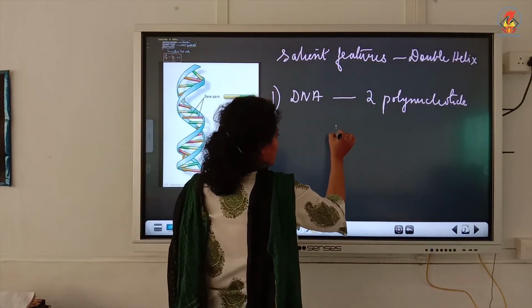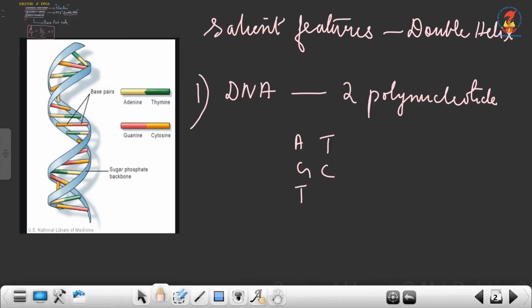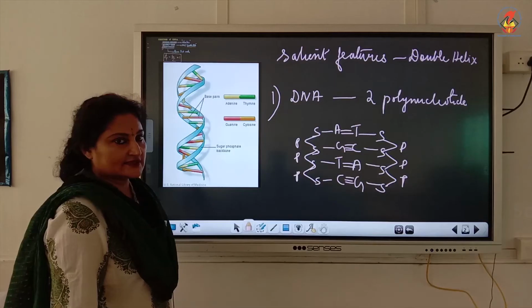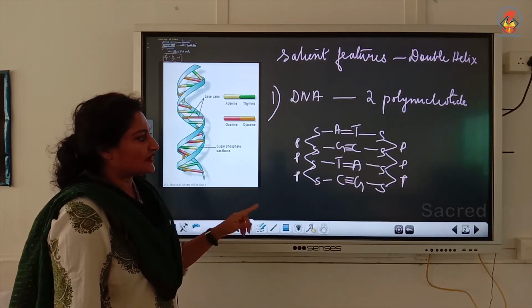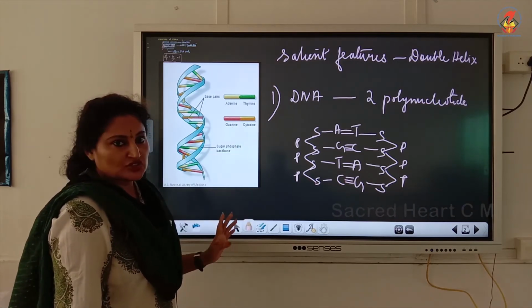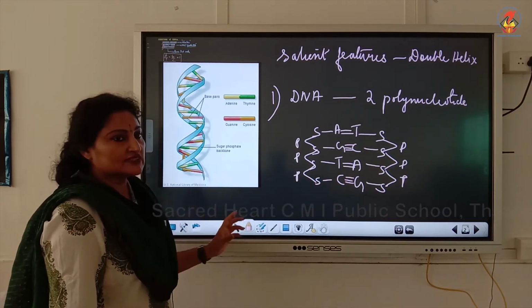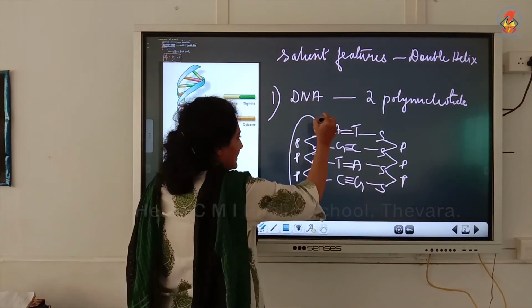So, if I draw it very quickly, A, T, G, C, T, A, C, G. This should always be the pattern. See, I drew the polynucleotide chain with the 4 bases. A pairing with T, G pairing with C, T pairing with A, C pairing with G. So the first salient feature is that DNA comprises 2 polynucleotide chains with the sugar phosphate unit serving as the backbone. So, this is the backbone and this is the backbone.